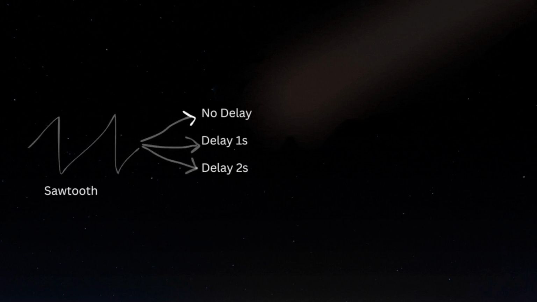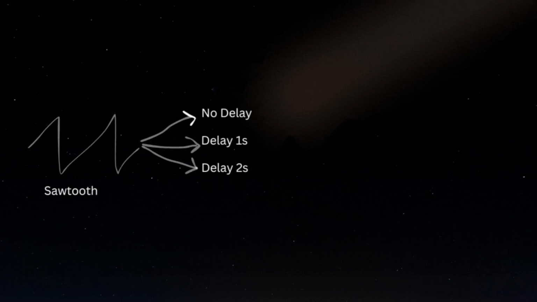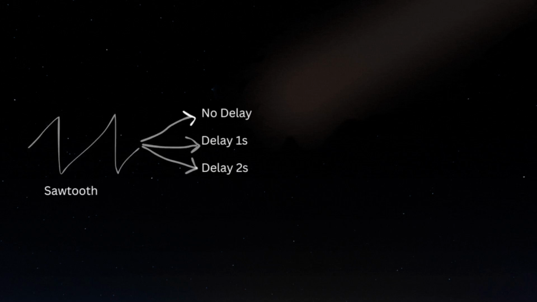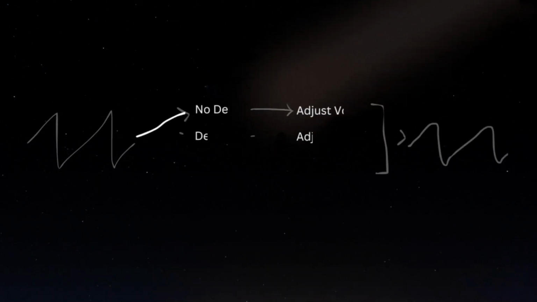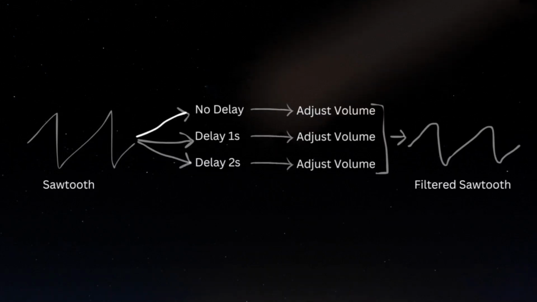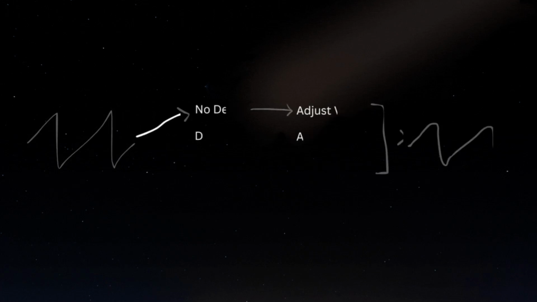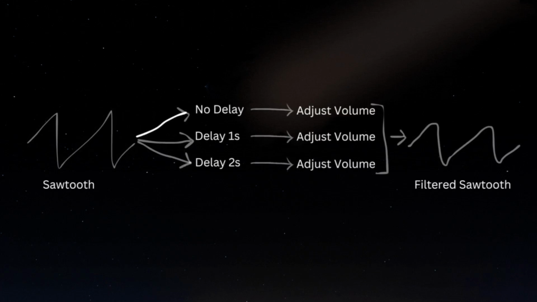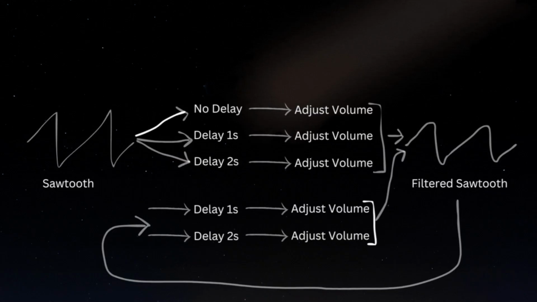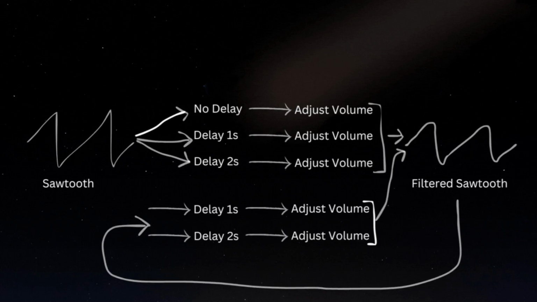And when I mean 1 sample of delay, with a sample rate of 48 kilohertz, that will be 0.02 milliseconds of delay, which is the smallest resolution you can have. Then for each of these channels, we're going to adjust the volume very precisely and sum them together into our filter output. Finally, to create an IIR filter, we are going to feed the filter output back into another series of delays, adjust their volume precisely, and send that back into the filter output, creating a feedback loop.